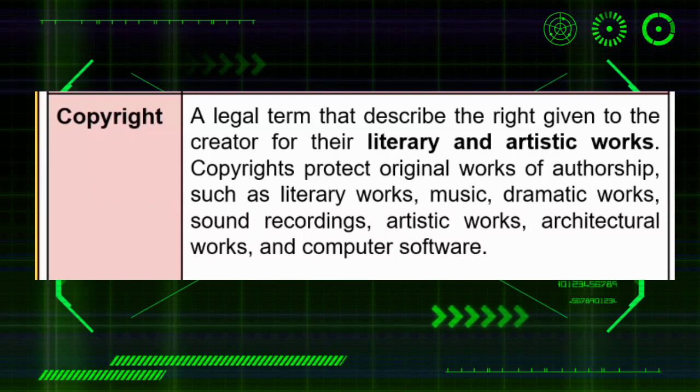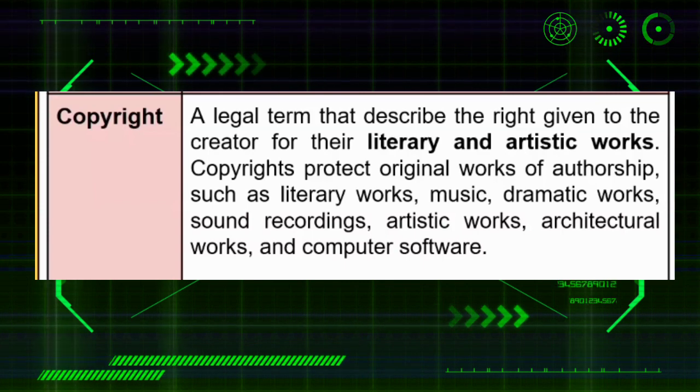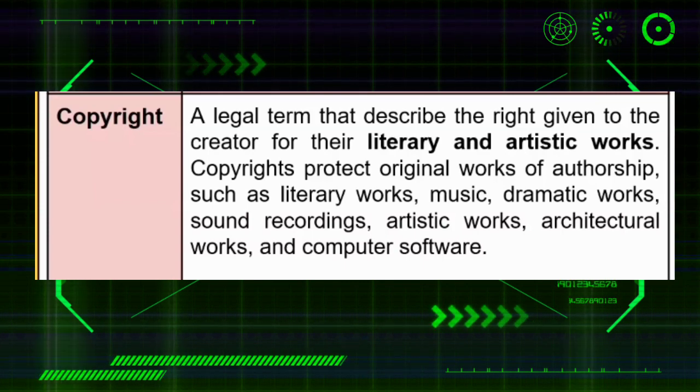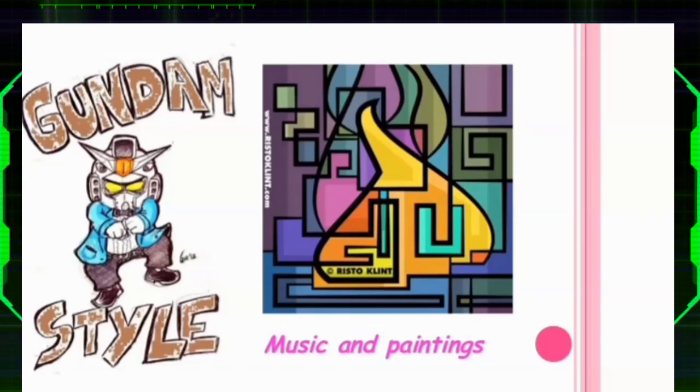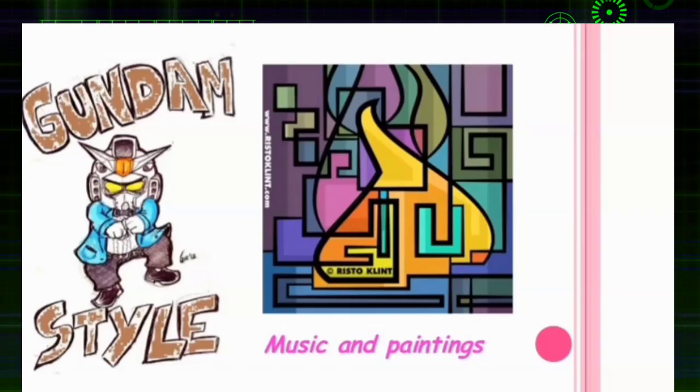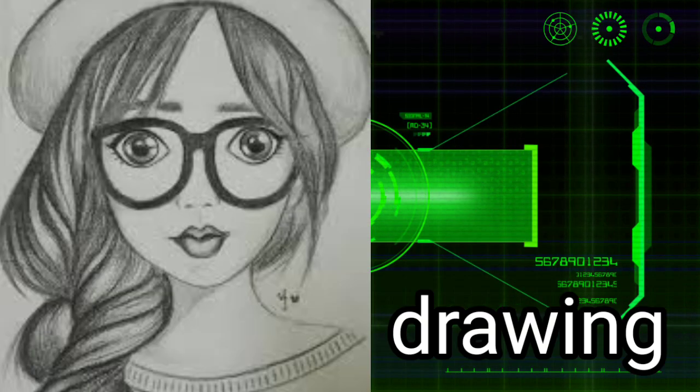First type, copyright, an exclusive right given to the creator for their literary and artistic work. Example for literary work. Example for artistic work.